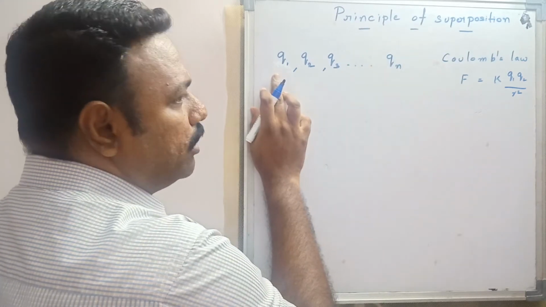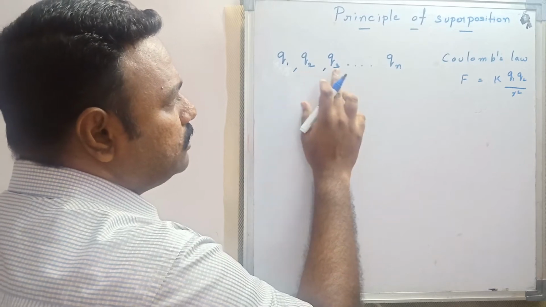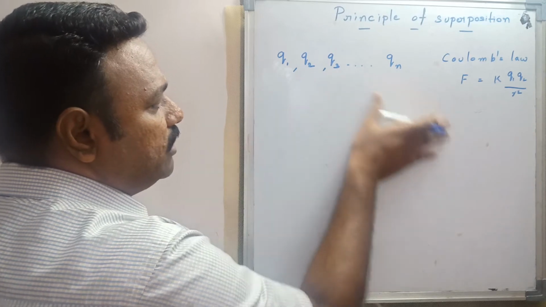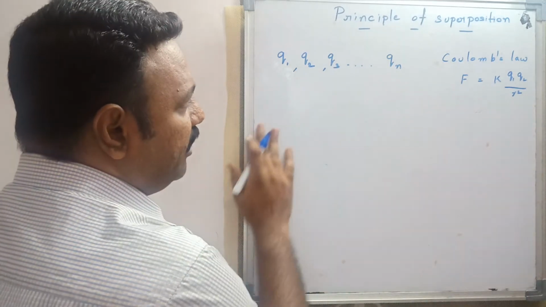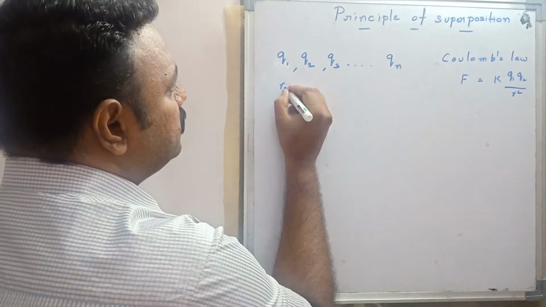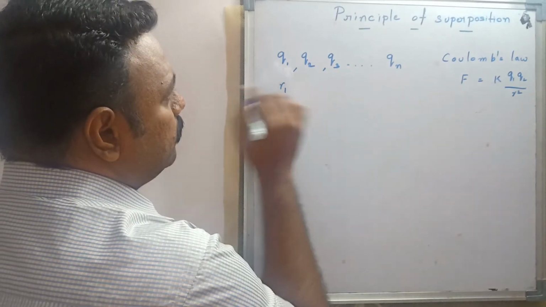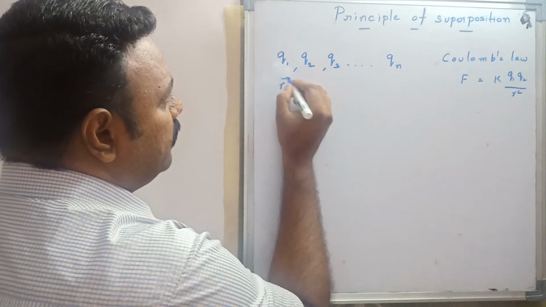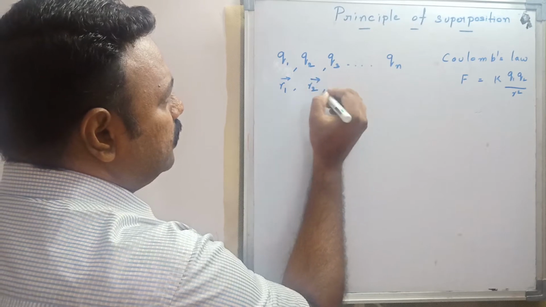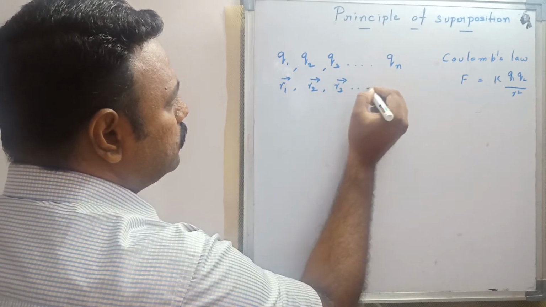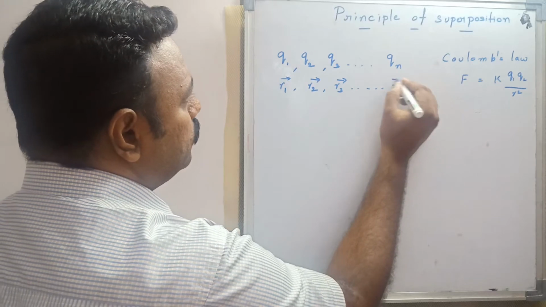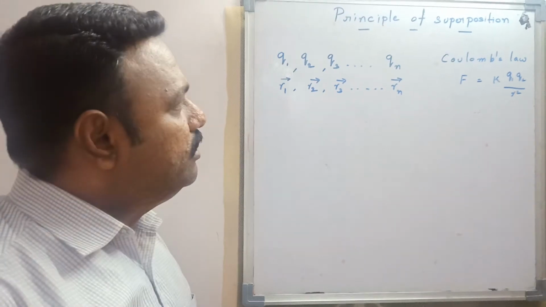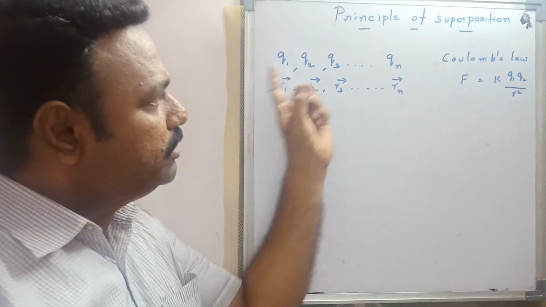So if Q1 is the charge and Q2 is another charge and Q3 is another charge in a system, there are n number of charges located at different points, anywhere randomly, and they are separated by some position with respect to the different charges. So we can say R1 vector, R2 vector, R3 vector, and it goes on up to Rn. This is the position at which all these charges are located. Then we can write the equation with respect to these charges.